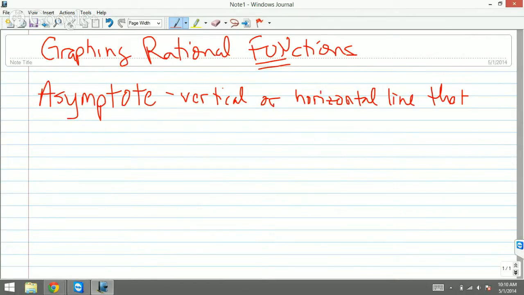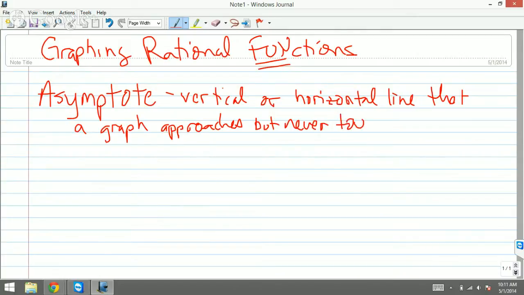So an asymptote is a vertical or horizontal line that a graph approaches, but never touches.